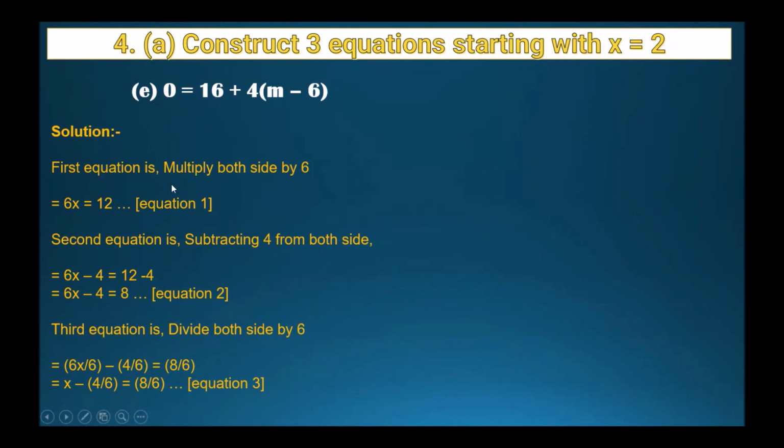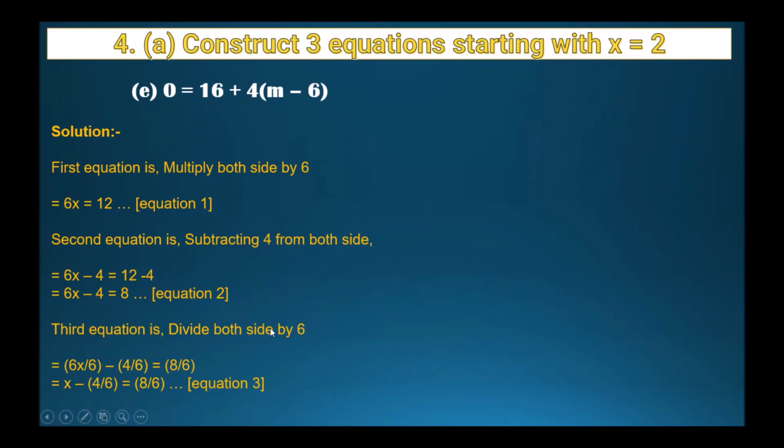So first equation is multiply both sides by 6. So 6x equals 12. Second equation is subtracting 4 from both sides. So 6x minus 4 equals 12 minus 4. So 6x minus 4 equals 8.